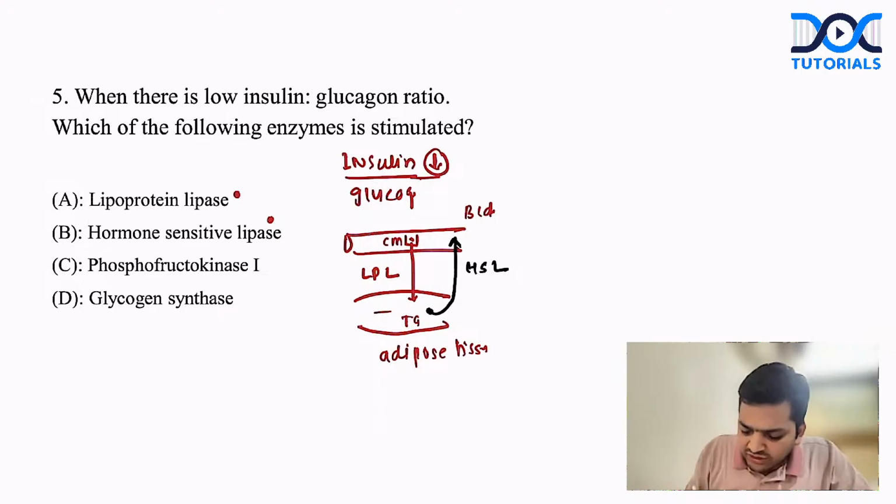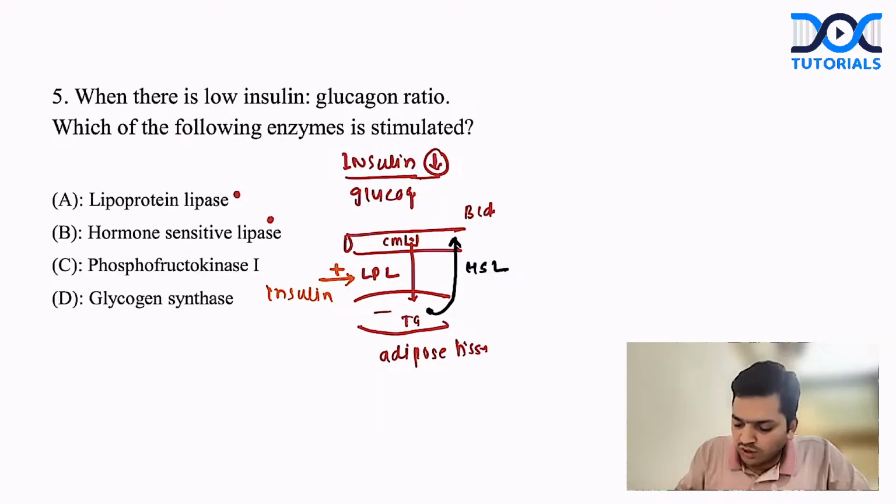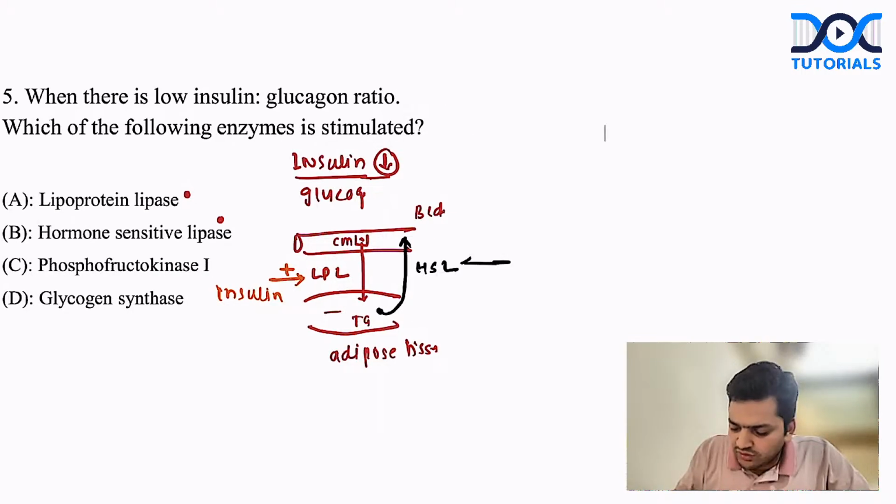Insulin is the one that stimulates this thing. Insulin wants the chylomicron, the triglyceride, to go to the adipose tissue. That is why we say insulin is a lipogenic hormone. It leads to weight gain. The more the insulin, the more the triglyceride will go to the adipose tissue. Whereas when we talk about the glucagon, the glucagon is going to stimulate this enzyme.